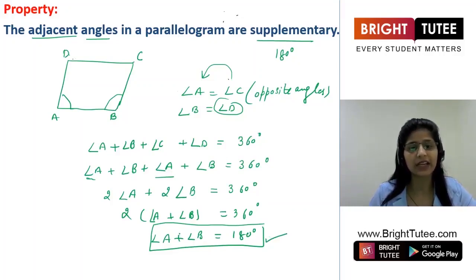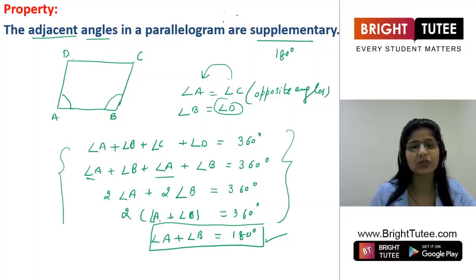Similarly, instead of angle A and B, we could have replaced angle C and D with angle A or B, or we could replace A and B with angle C and D. So we would have got the answer as angle C plus angle D as 180 degrees. So we can do it any way, right? The purpose is to show that the adjacent angles in a parallelogram are supplementary. So this is again one of the properties of the parallelogram.